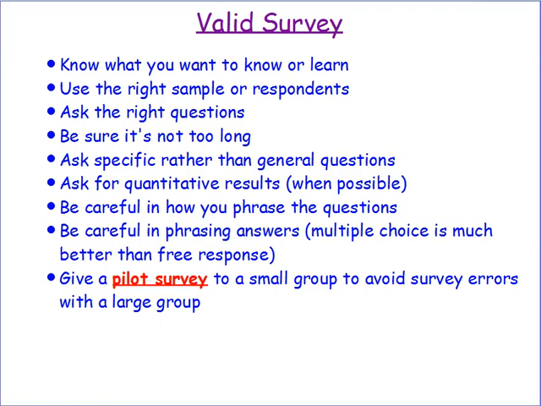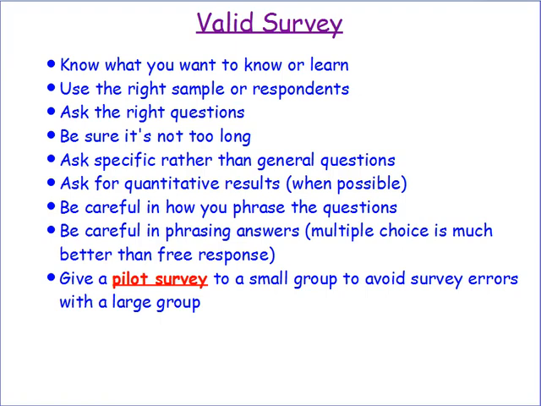So a valid survey, you should know what you want to know or learn. Don't make a survey unless you know exactly what information you're trying to gather. Make sure you use the right sample or respondents. We talked about last lesson, convenience sampling is bad. Make sure you use a method that is good. Ask the right questions. Okay, there is such a thing as wording things inappropriately. So learning how to ask the right questions so that you get fair results is important.